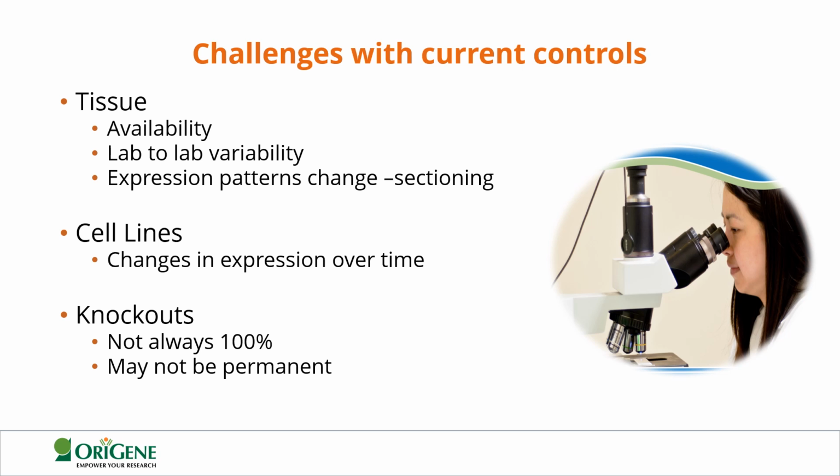Tissues, cell lines, and knockouts are used for positive and negative controls and for assay development. There are several challenges with each method. Finding tissue expressing or not expressing your target of interest can be difficult. In addition, there can be tissue variability lab to lab or even changing expression patterns when sectioning. Cell lines may show changes in expression over time, and knockouts may not be 100% nor permanent.